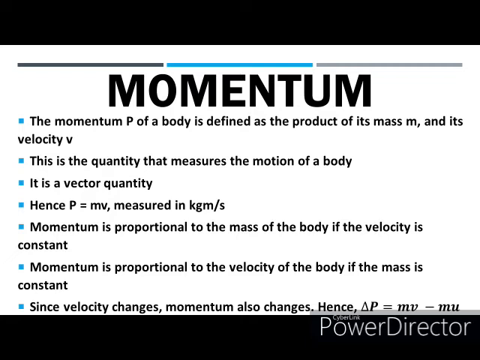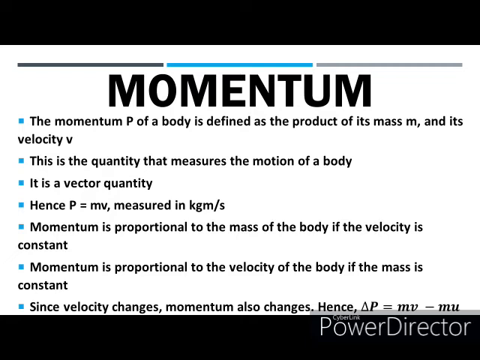Now, it is important to note that momentum is proportional to the mass of a body if the velocity is constant. This is seen when we compare a basketball and a tennis ball. It is observed that the momentum of a basketball is greater than the momentum of a tennis ball if they are moving at the same velocity.